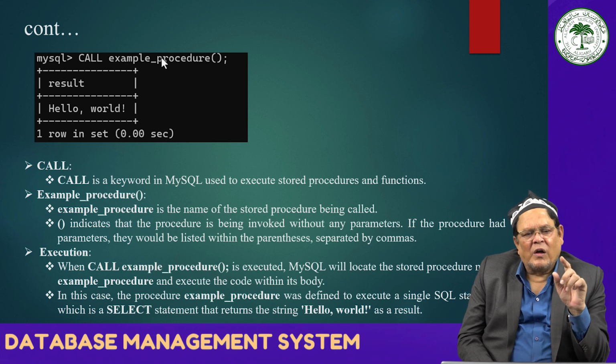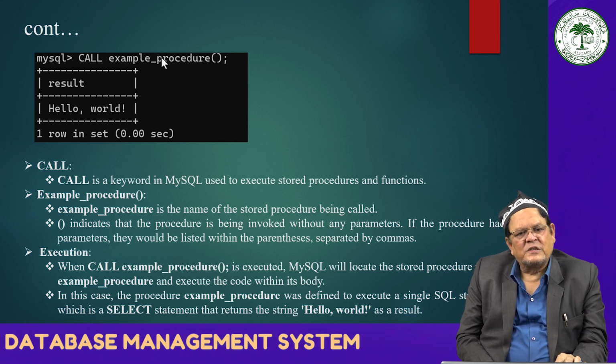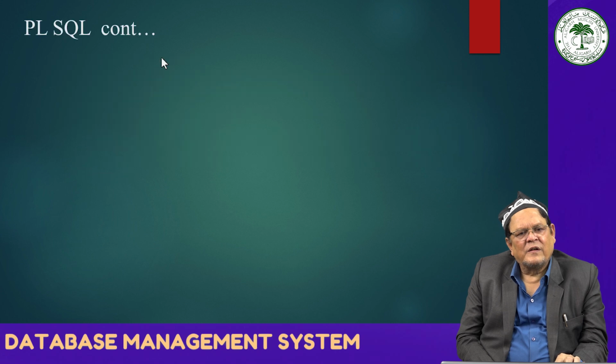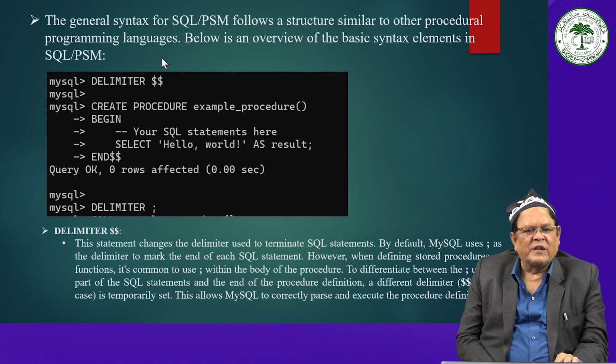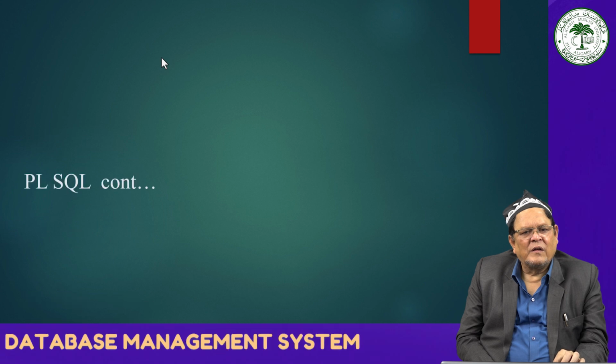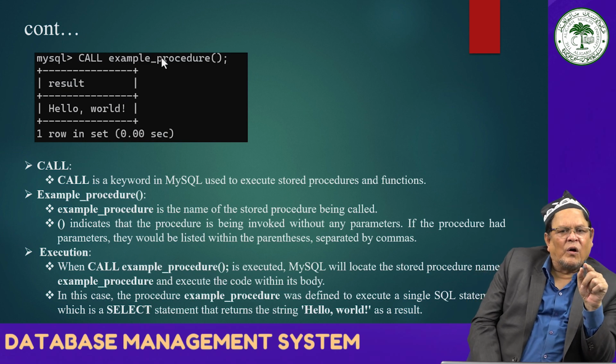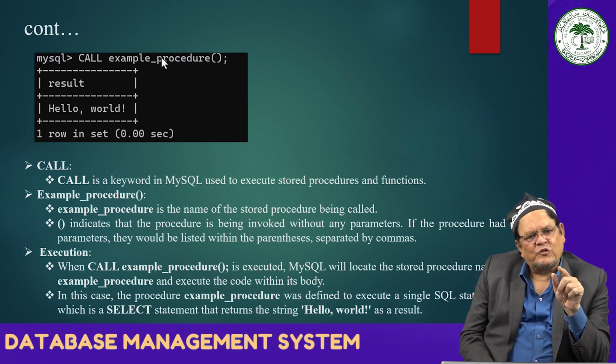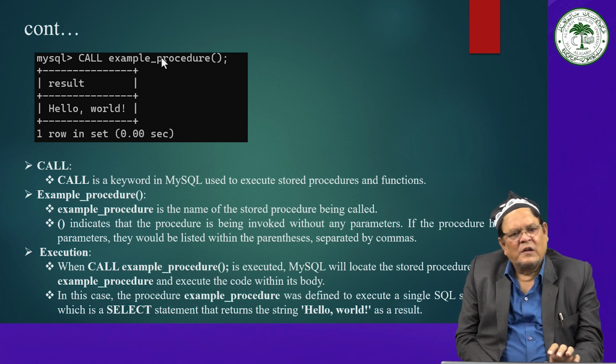When you press the program in the previous slide, see here, delimiter dollar, create procedure example underscore procedure within parentheses. No parameters are used. Select hello world. When you press this one, the result will be shown. Call. When you call the procedure, you have to write in MySQL call, procedure name is example procedure, with parentheses, and the hello world. As a result, it will have result. Hello world will be there.